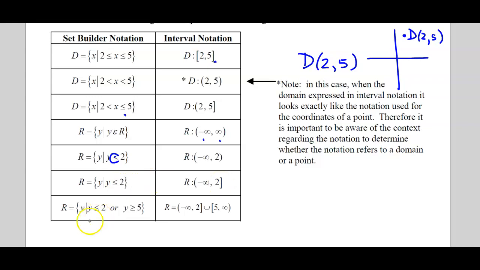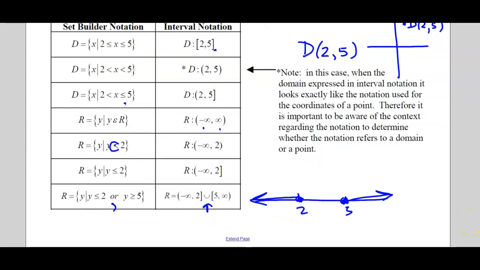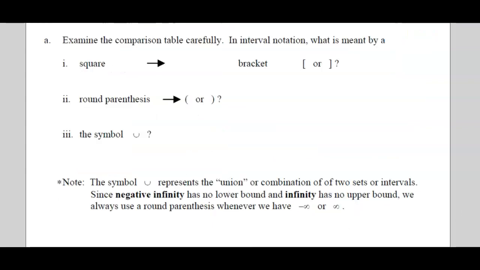If the domain is y less than or equal to 2, so that on a number line, there's 2, there's 5, so that way and this way, then you've got two parts to it. So the word or, comma, is now going to be a union symbol, which looks like a U, right? And you're including those, so we've got square brackets. So that's interval notation. So that's something a little bit new, and we'll be using that throughout the course.